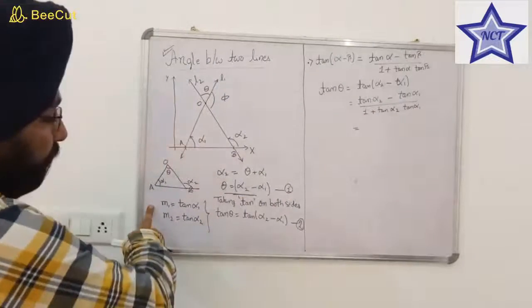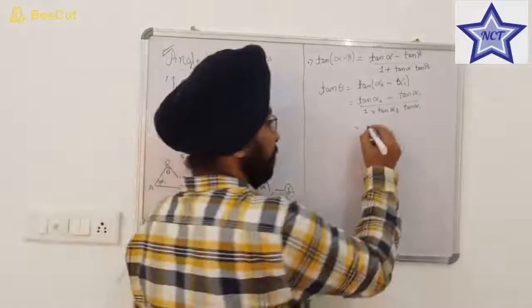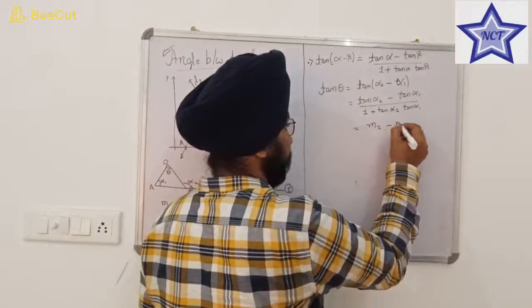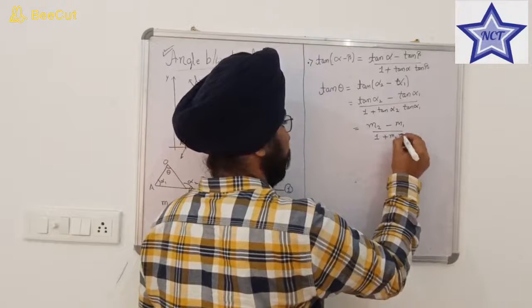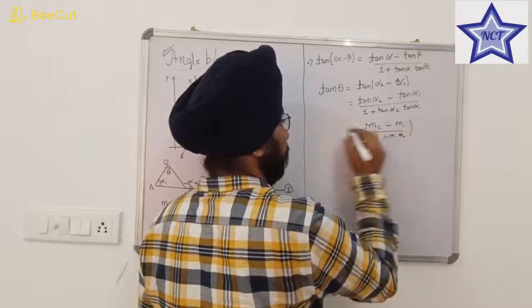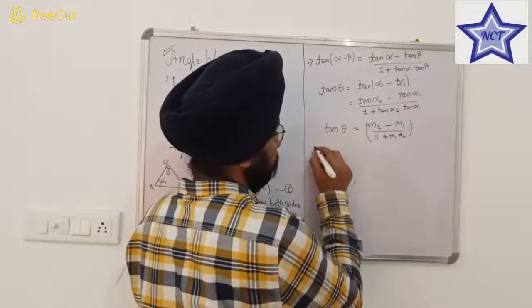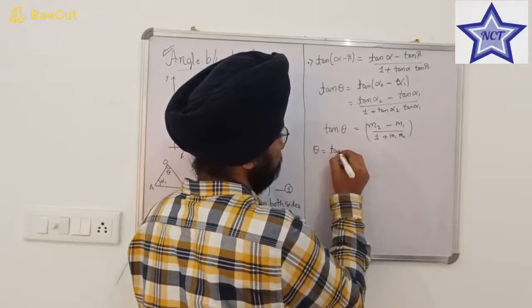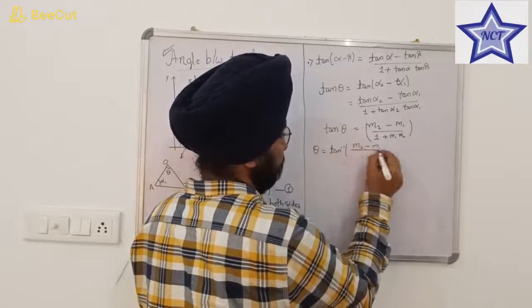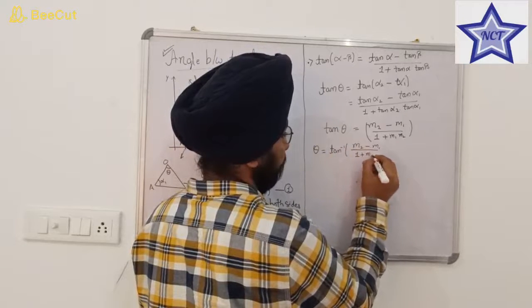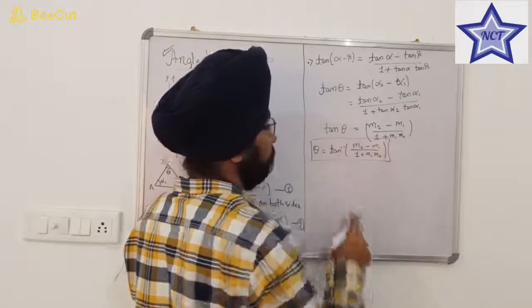From slope formula, I can write tan alpha 1 equals m1, tan alpha 2 equals m2. Replacing tan alpha 2 with m2 and tan alpha 1 with m1, I can write tan of theta equals m2 minus m1 upon 1 plus m1 m2. Now theta is equal to tan inverse of m2 minus m1 upon 1 plus m1 m2. This is angle between two lines.